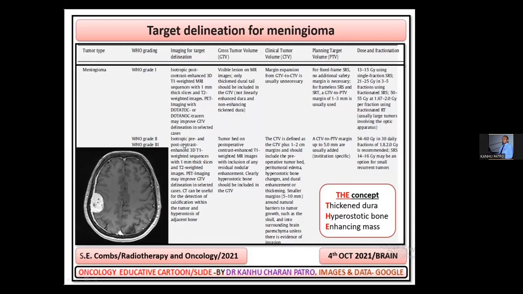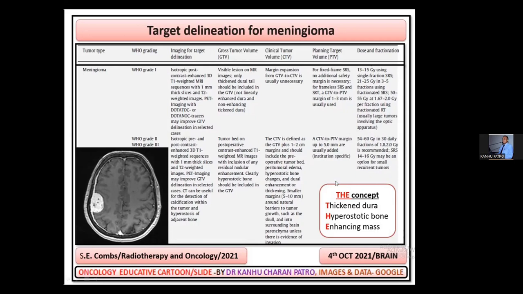But for grade 2 and grade 3, you have to give margins of around 1 to 2 centimeters around the GTV, and you can plan with a 2-phase treatment. There is no concept of SRS in grade 2 and grade 3 now; we have to go for conventional fractionation, around 54 to 60 gray in 30 fractions. SRS, if you are planning, 14 to 16 gray may be an option for small recurrent tumors.